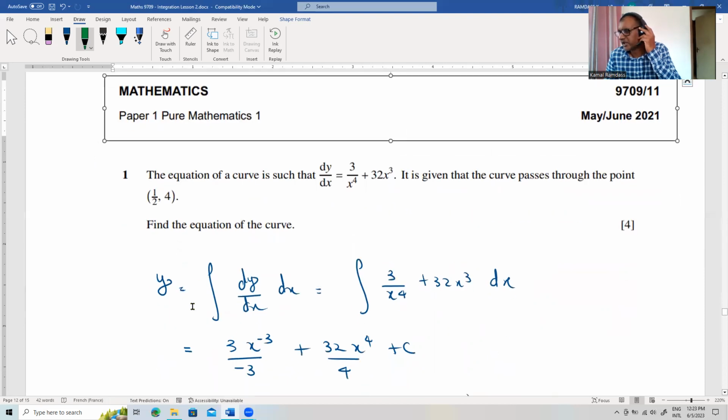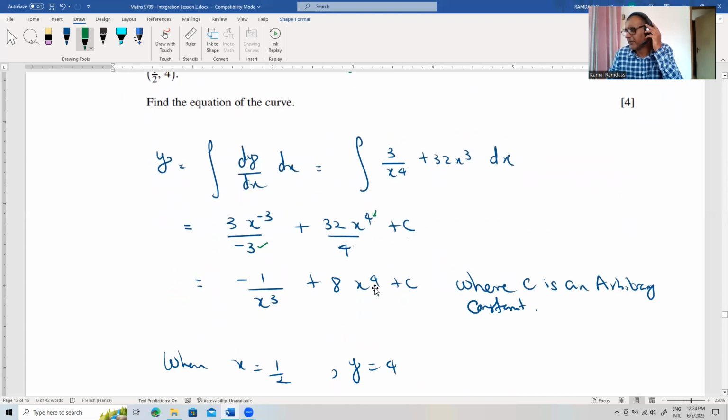Bon, bon besoin faire y est égal à intégration de dy by dx, intégration de sa expression-là, with respect to x, et là, on va gagner 3x to the power of minus 3 divided by minus 3, plus the 32x to the power of 4, we'll increase the power by 1, we'll divide by new power, divide by 4, plus the arbitrary constant, plus c. Et we'll gagner minus 1 over x cubed, plus 8x to the power of 4, plus c.